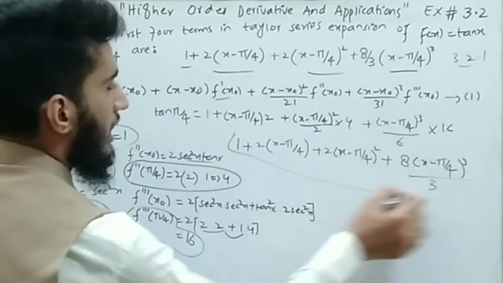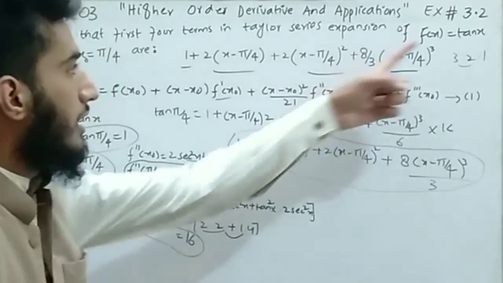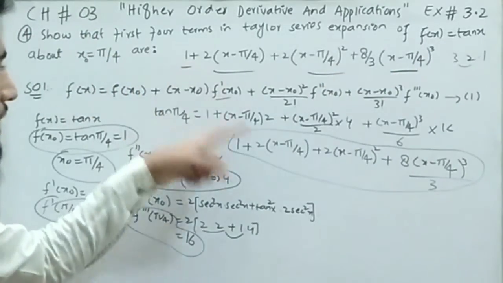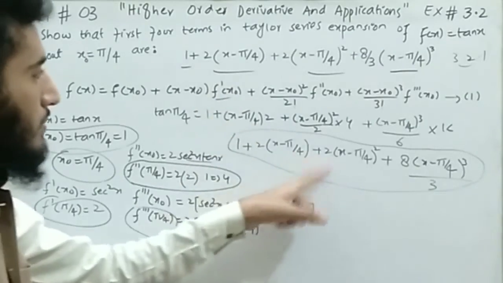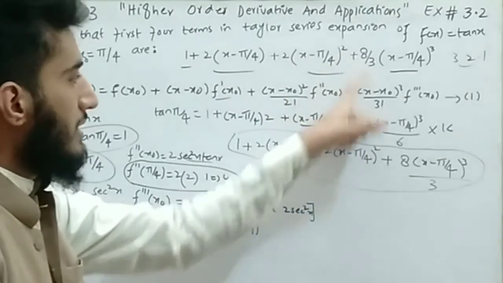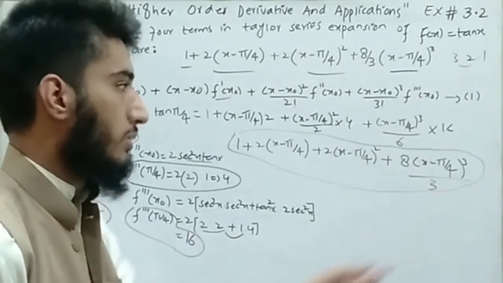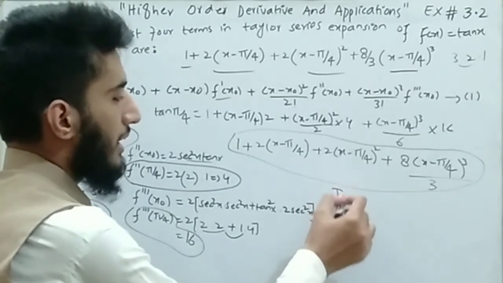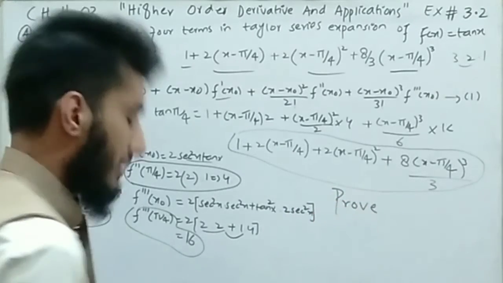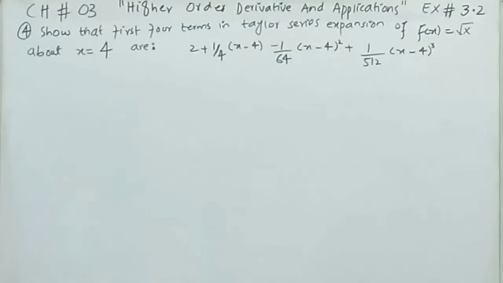So we show that f of x is equal to tangent x, which at pi by 4 gives us 1 plus 2 into x minus pi by 4 plus 2 into x minus pi by 4 whole square plus 8 by 3 into x minus pi by 4 whole cube. This is the required proof for part number A of question number 4, Taylor series expansion. Now move to the next part, number B of question number 4.